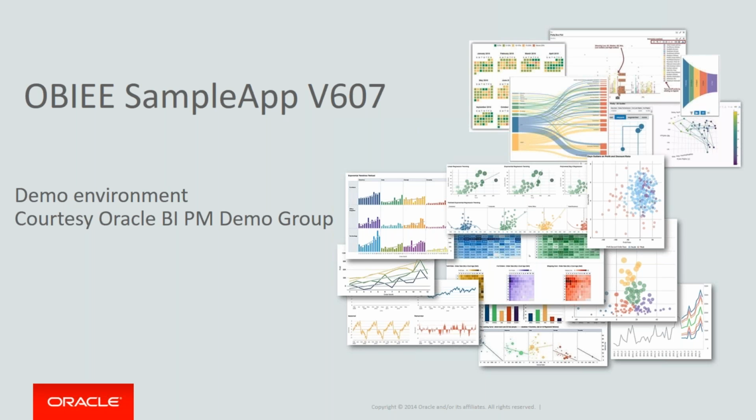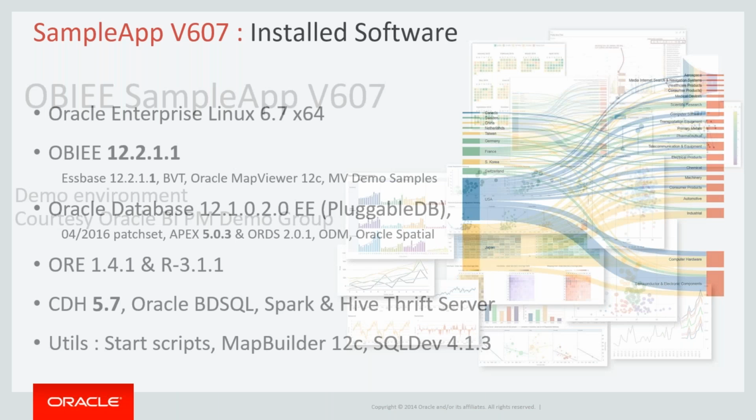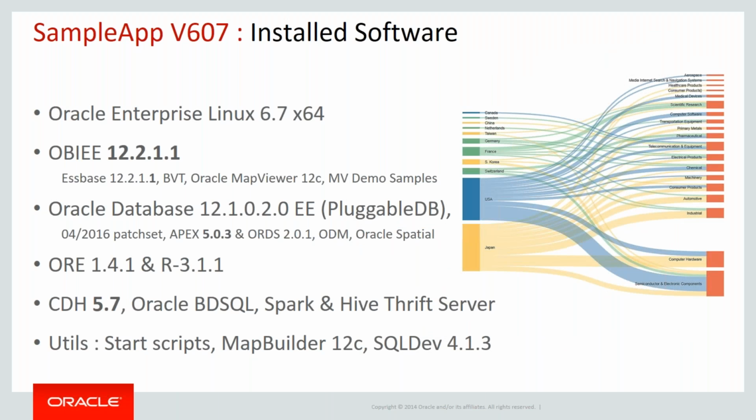Now, SampleApp v607 is a virtual machine that is created by the Oracle Product Management Demo Group. And they've put together this demo environment that you can download as a standalone virtual machine that contains an Oracle database and all sorts of other features in it. It runs on Enterprise Linux 6.7. It contains OBIEE 12.2.1.1. That's the latest release, and contains all of the parts of basically Oracle BI. It contains also an Oracle database 12.1.0.2 as a pluggable database.